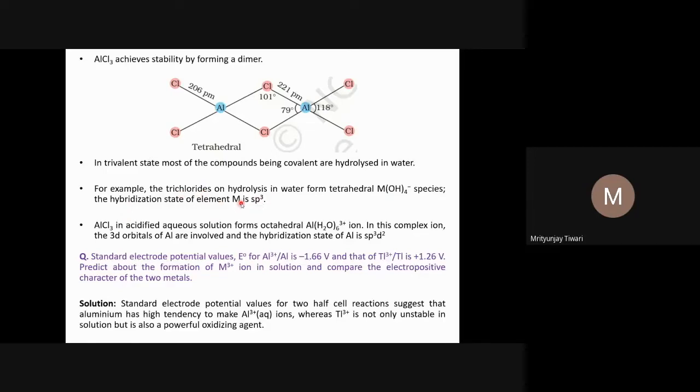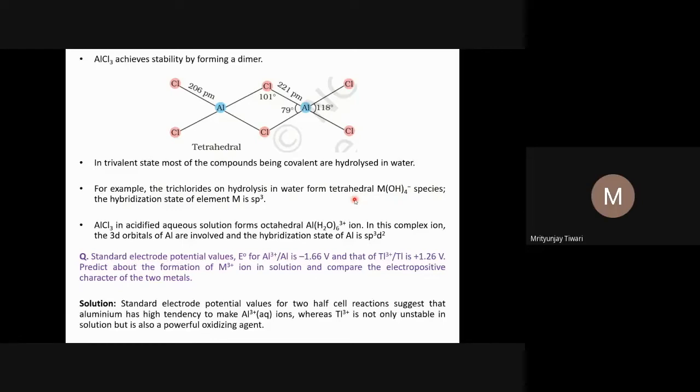the trichloride on hydrolysis in water forms a tetrahedral MOH4 species. So, on the hydrolysis, what happens? Water molecules are there, and this element, in AlCl3, has an empty orbital. One water will go and it will kick out one chlorine. Then another water will go and kick out another chlorine, and if three water molecules come, the H plus ion goes with the chlorine to form HCl.